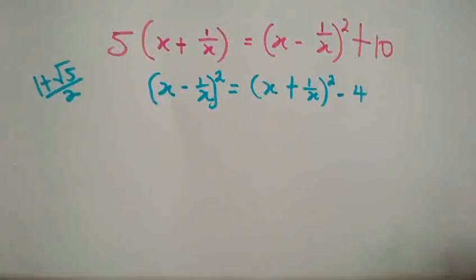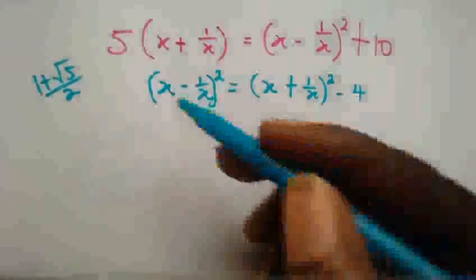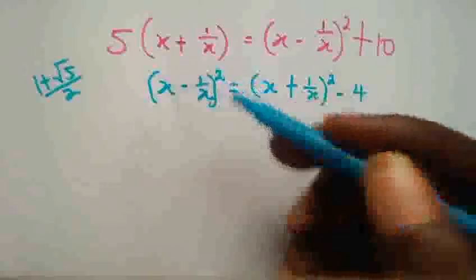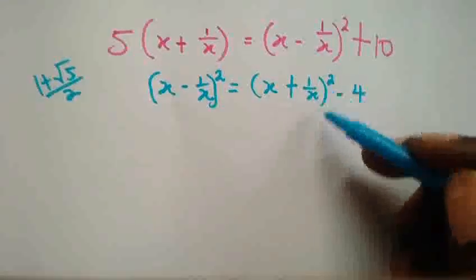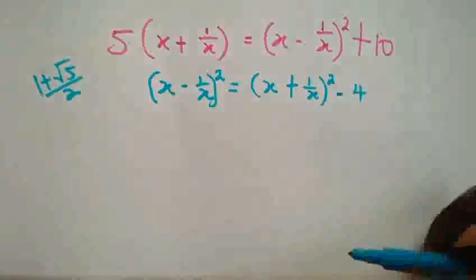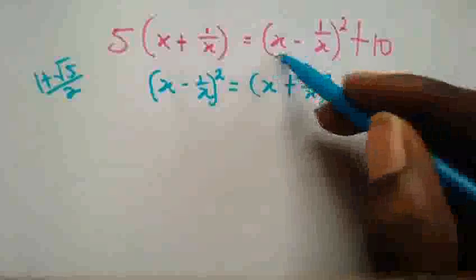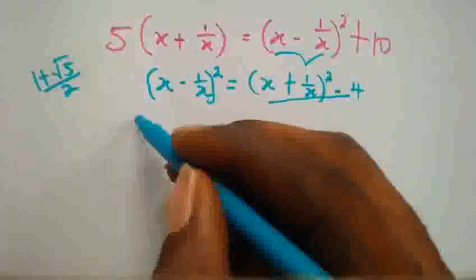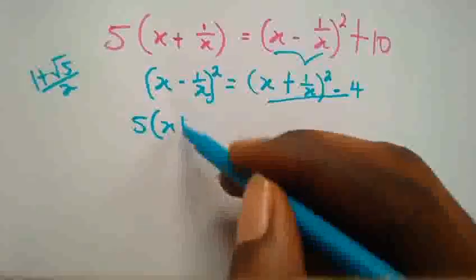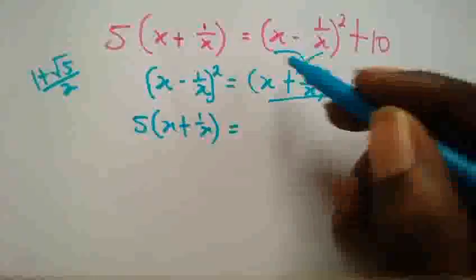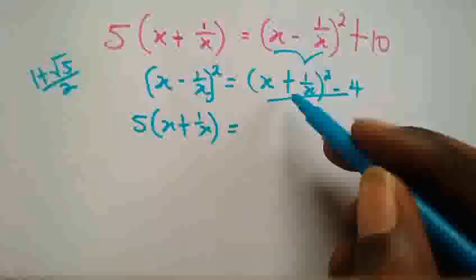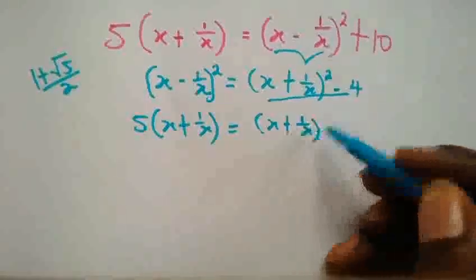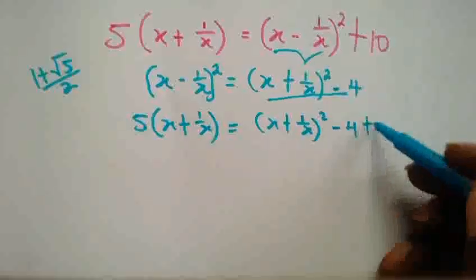Before we continue solving this problem, we need to record the following identity: x minus 1 over x, in bracket squared, is equal to, in bracket, x plus 1 over x squared minus 4. So using this identity here, we have 5 open bracket x plus 1 all over x is equal to, instead of writing this x minus 1 over x squared, we replace it with this, so we have x plus 1 all over x squared minus 4 and then plus 10.